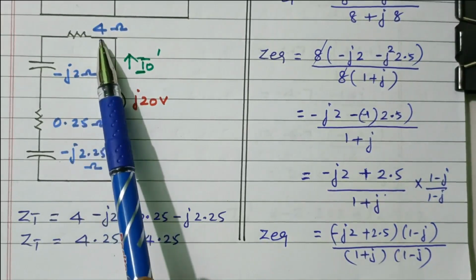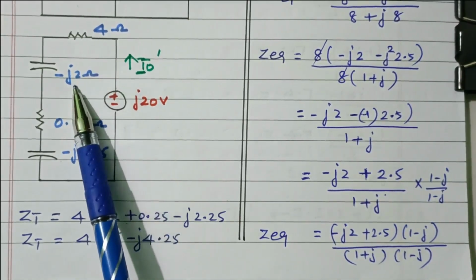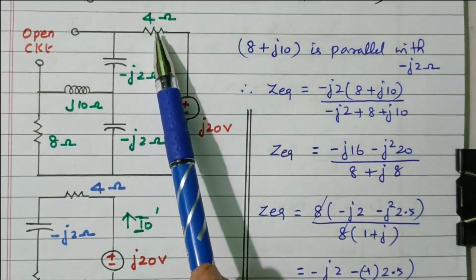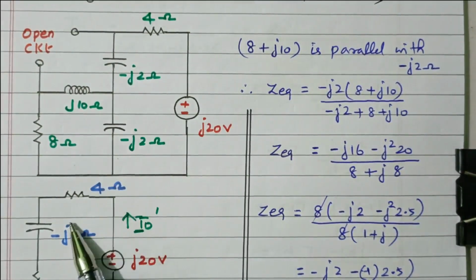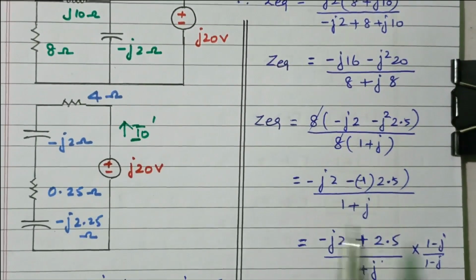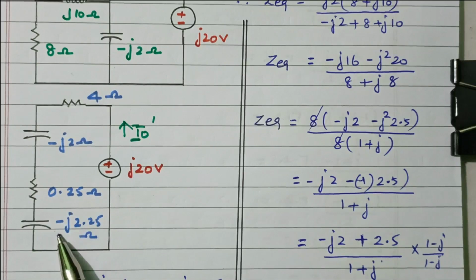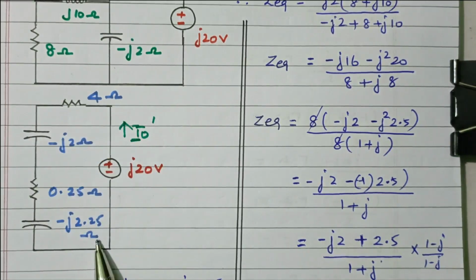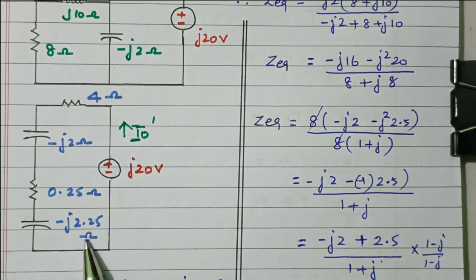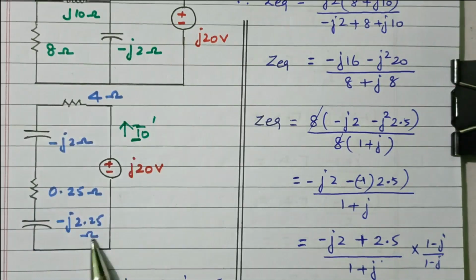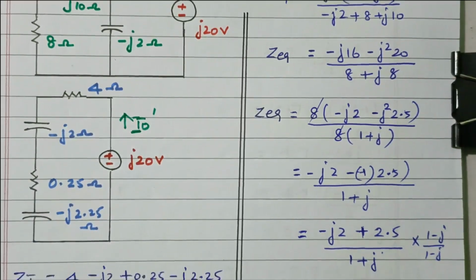Right? So this 4 ohm and minus j2 ohm is already available. We will refer to the diagram. This entire circuit is now simplified into 0.25 ohm minus j 2.25 ohm. Now see, the circuit diagram is now simplified. All are in a single circuit, a single loop. So the current flowing through all the elements is equal because of the single loop.